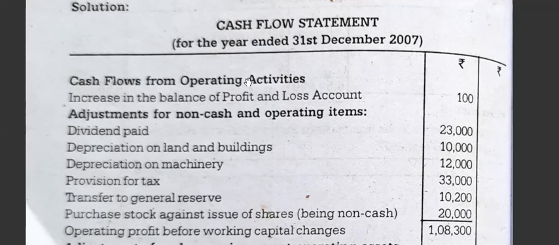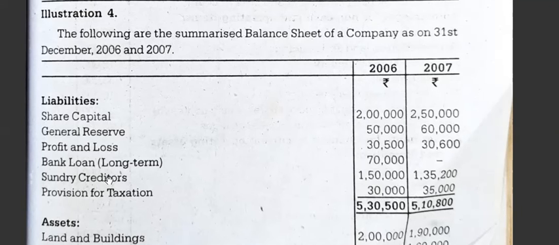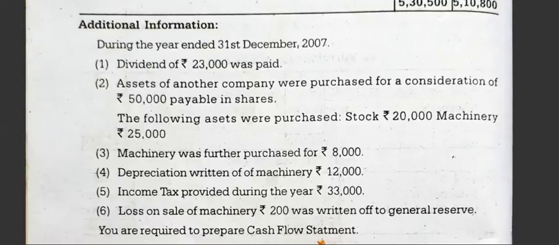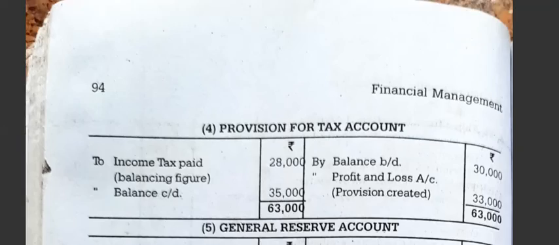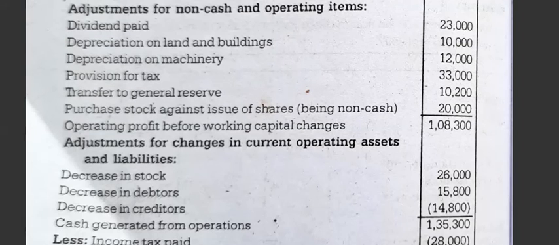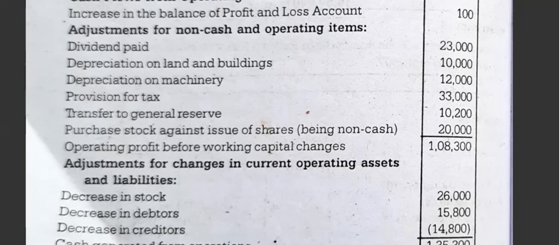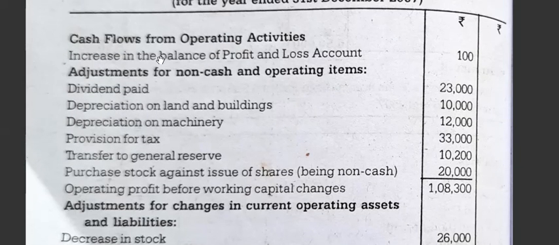Now cash flow from operating activities. You have to write here cash flow from operating activities. Now check the profit and loss account balance. What is the balance of profit and loss account? Profit and loss account balance is 30,500 to 30,600. 100 rupees is the balance. So that 100 rupees you have to write here. A hundred increase in the balance of profit and loss account, 100 rupees.